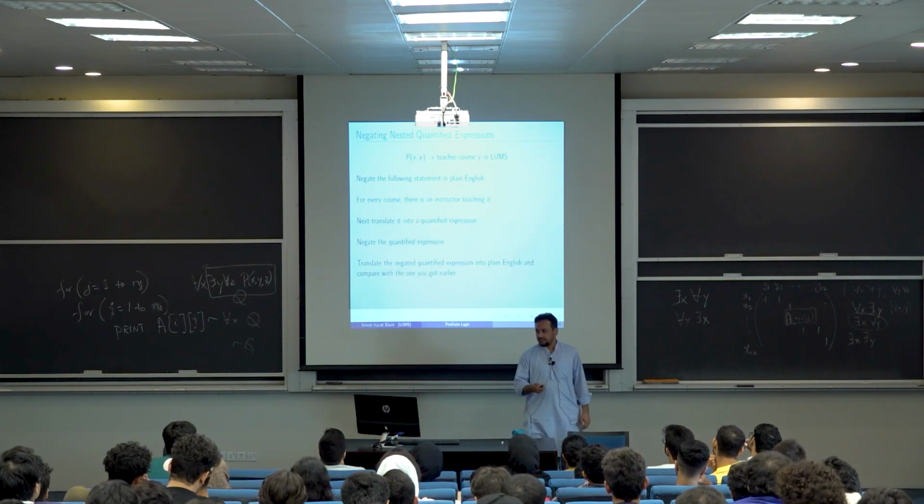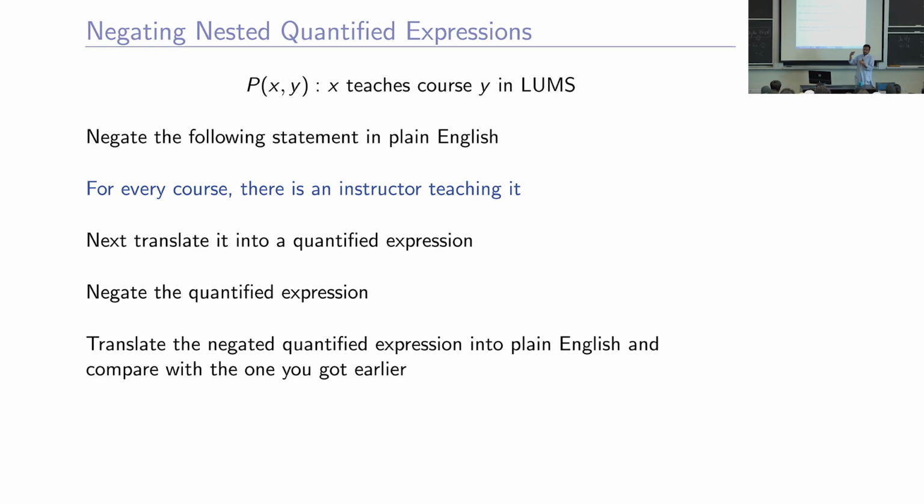That's it. So you can do this, this is not an ICP, but do this example. X teaches course Y in LUMS. Right, that's the predicate, and now I'm making a statement. For every course, there is an instructor teaching it. Right, most probably a true statement. Otherwise, course perhaps would not be defined unless it's a self-taught course or something. Translate it into a quantified expression. Quickly, translate it into a quantified expression.